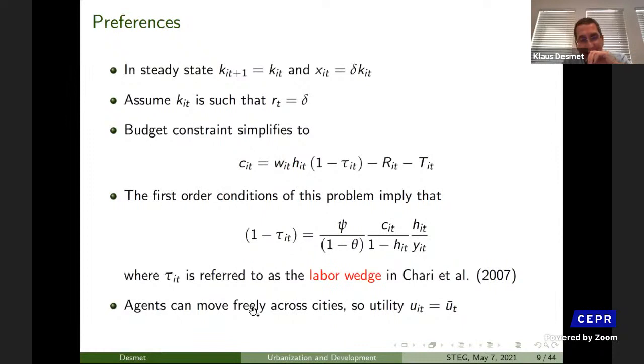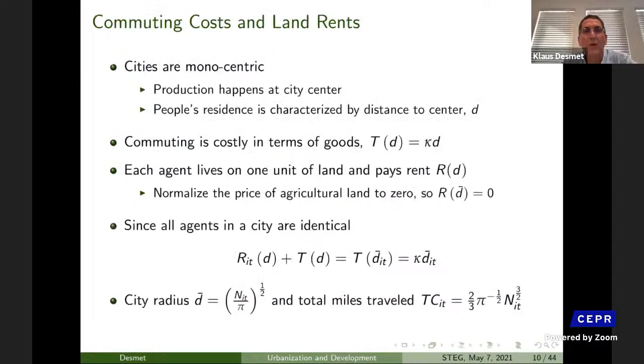And then, as I said, agents will be freely mobile across cities. And so utility will equalize across space. Okay, so for now, I haven't really said anything yet about what it means to be a city. The only thing I've said is there's these different points in space that have different productivity levels, different amenity levels, and different taxes. And then people will allocate themselves across space until utility equalizes across all these points.